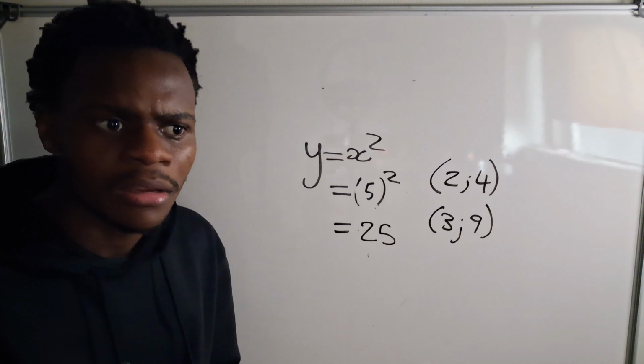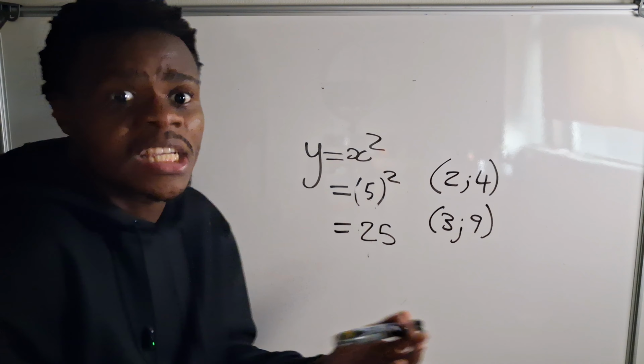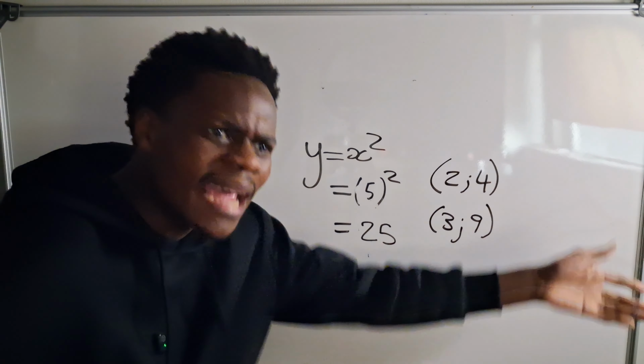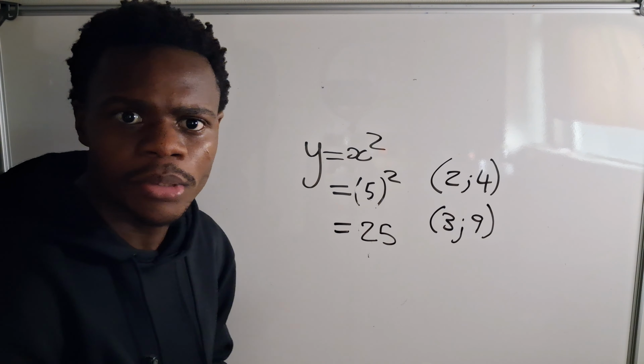25, that's our answer. For example, 10 squared, that's 100. Okay? 6 squared, that's 36. It's not 36 and 43 or 36 and 9, whatever an answer. It's just one answer. One input, one output.